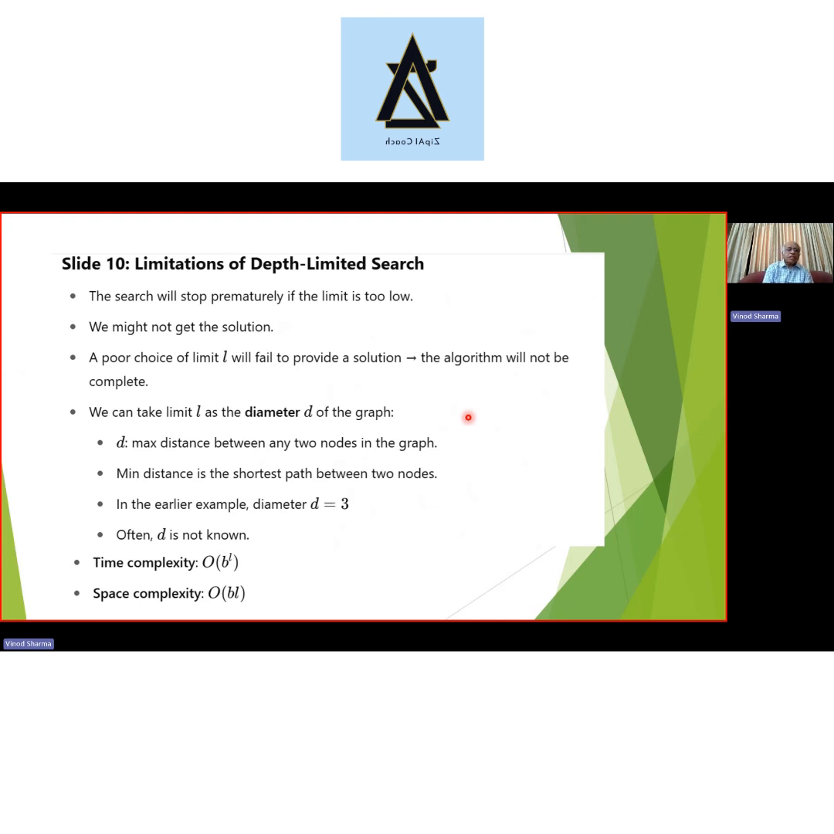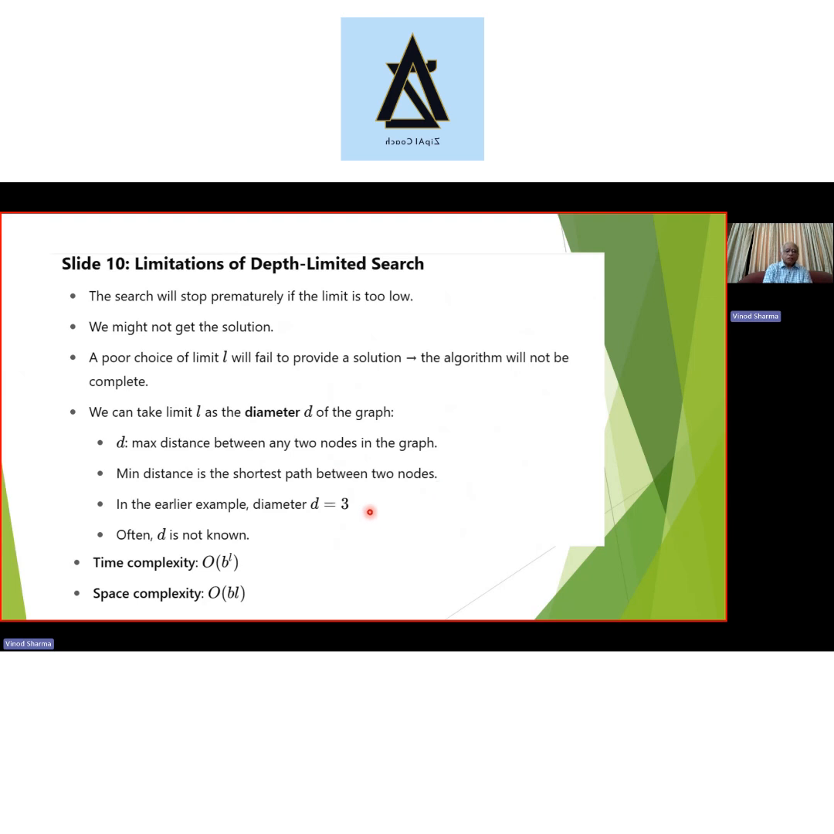For example, if you take the limit L to be the diameter D of the graph. And what is the diameter of the graph? This is the maximum distance, in number of hops, between any two nodes in the graph. If you limit your depth L to the diameter, then there is no issue. You will get the solution.